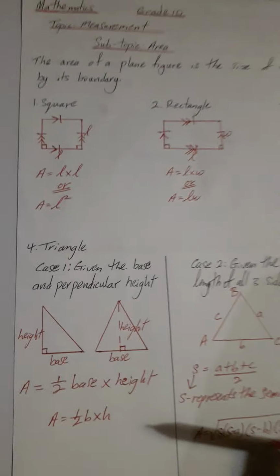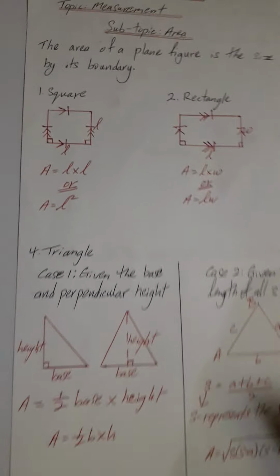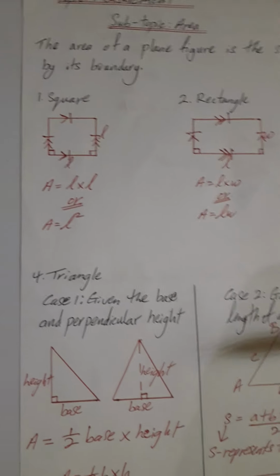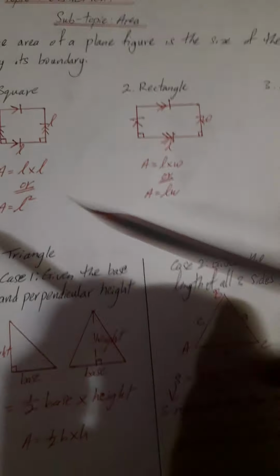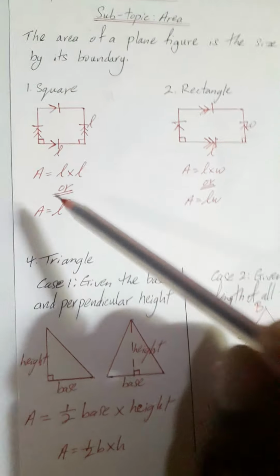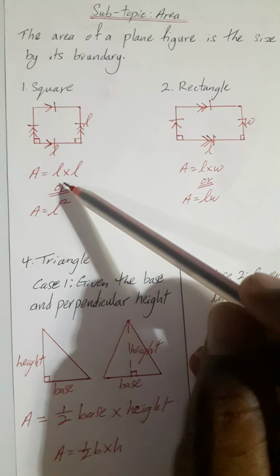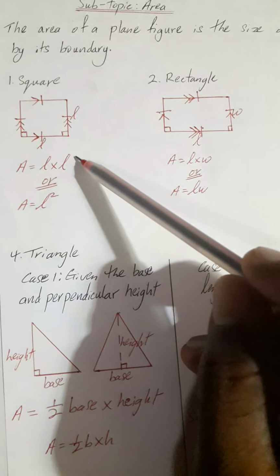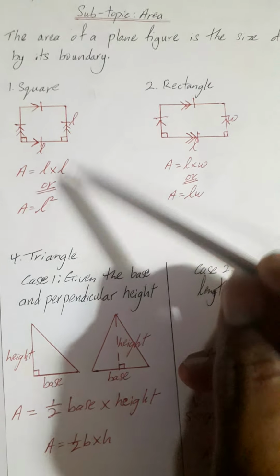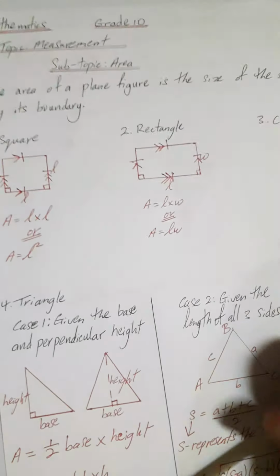Okay, let us go through the formulas. Some of them you might be very familiar with, because since primary school we would have done area. So the area of a square. The area of a square is length times length, or we can write it as L square. Length times length means L square. So either one you can use.